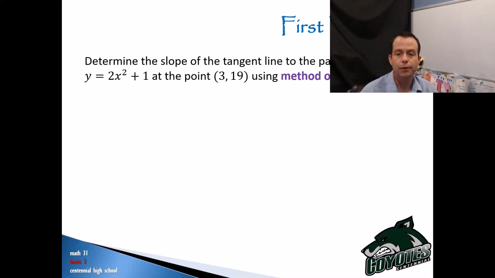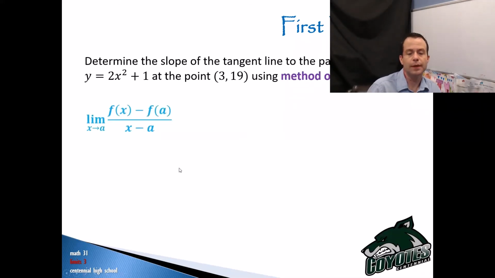Okay, so for the first method, we have the limit of f of x minus f of a, all over x minus a, where x is approaching a. Well, what's x? What's f of x? What's a? And what's f of a? Well, x is x. F of x is 2x squared plus 1. A is 3. And f of a is 19.